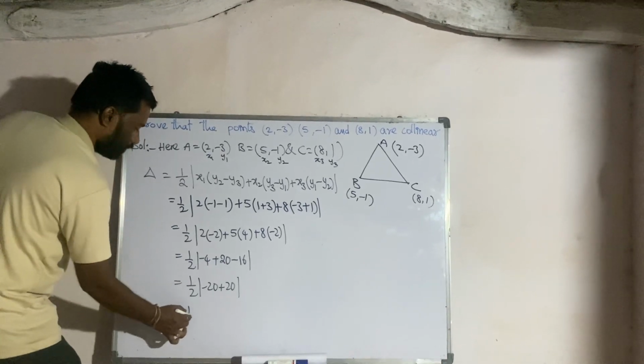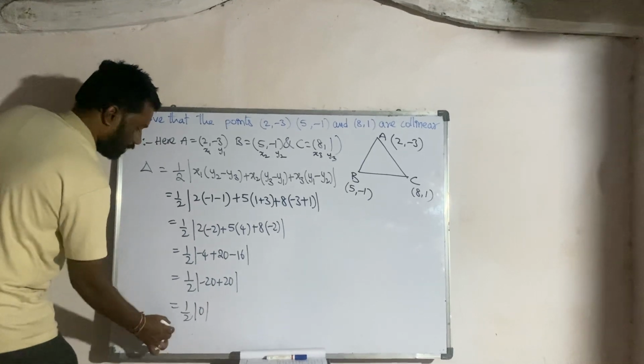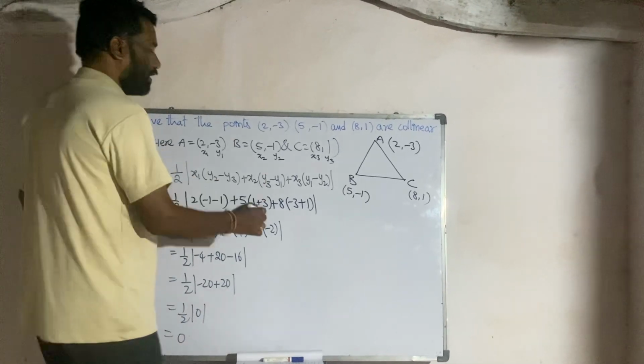1/2 into (minus 20 plus 20), that is 0. 1/2 into 0 is 0. Therefore the given points are collinear.